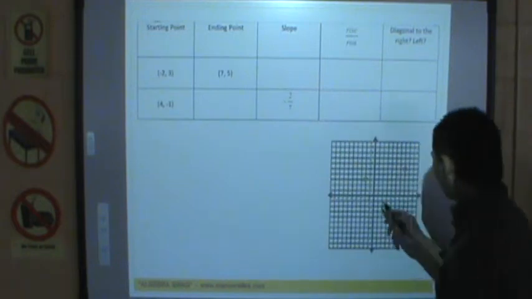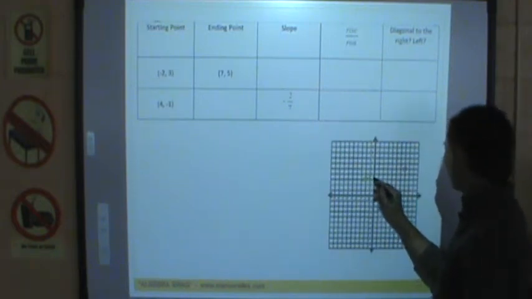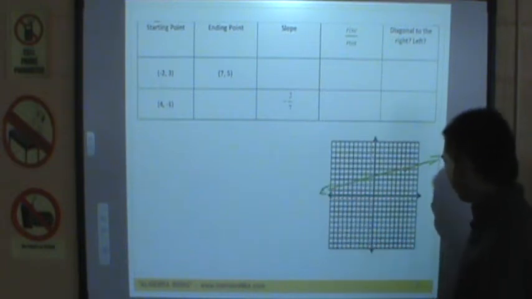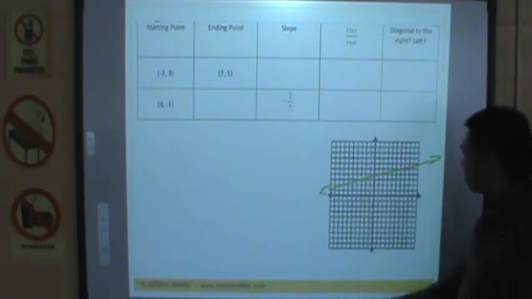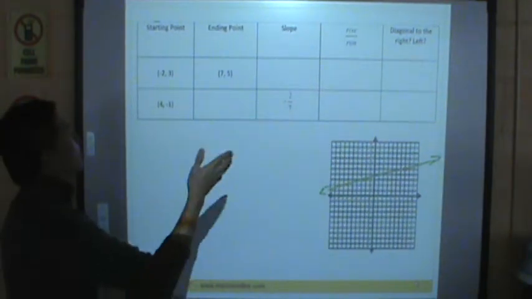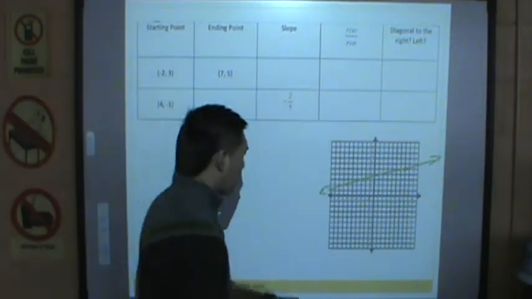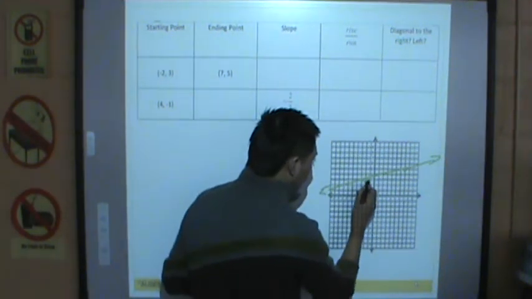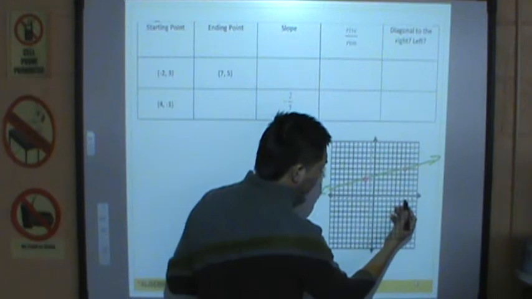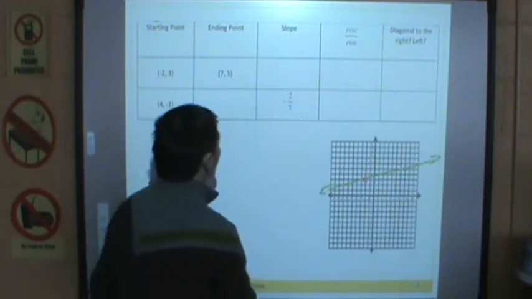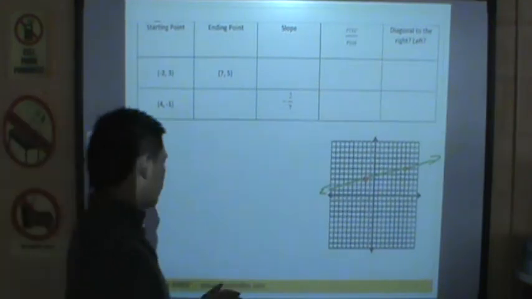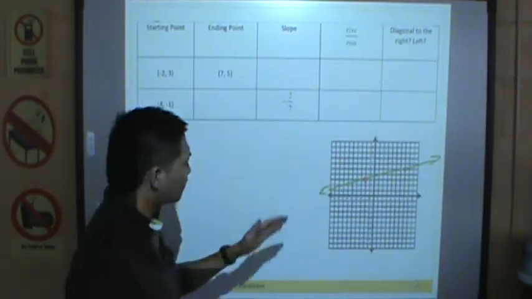Now if I connect those two points, if I draw a line passing those two points, now I have a line here. So the question here is, what is the slope of this line passing points -2, 3, and 7, 5? Now, remember in middle school we learned about rise over run.